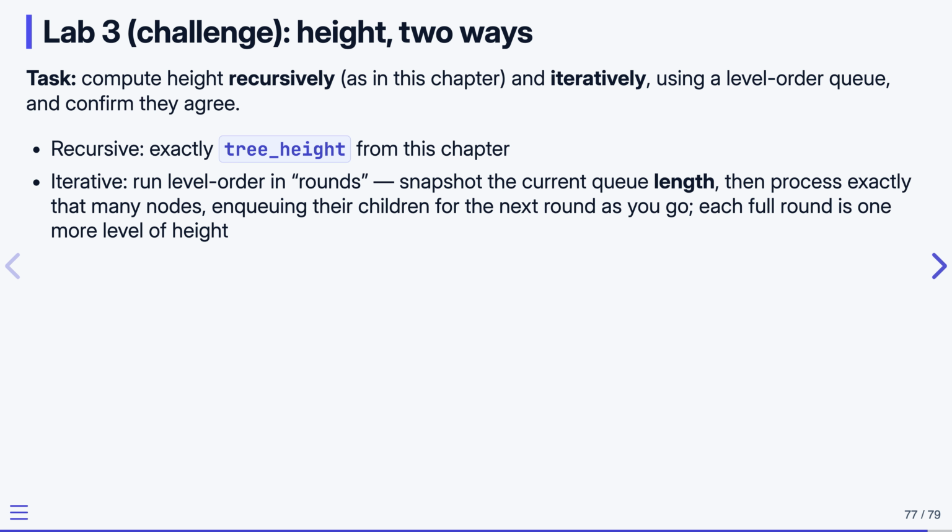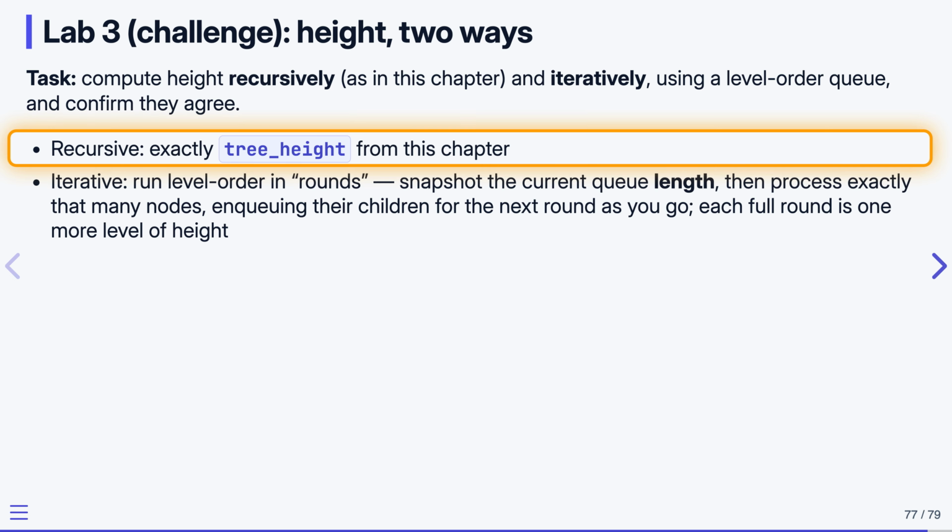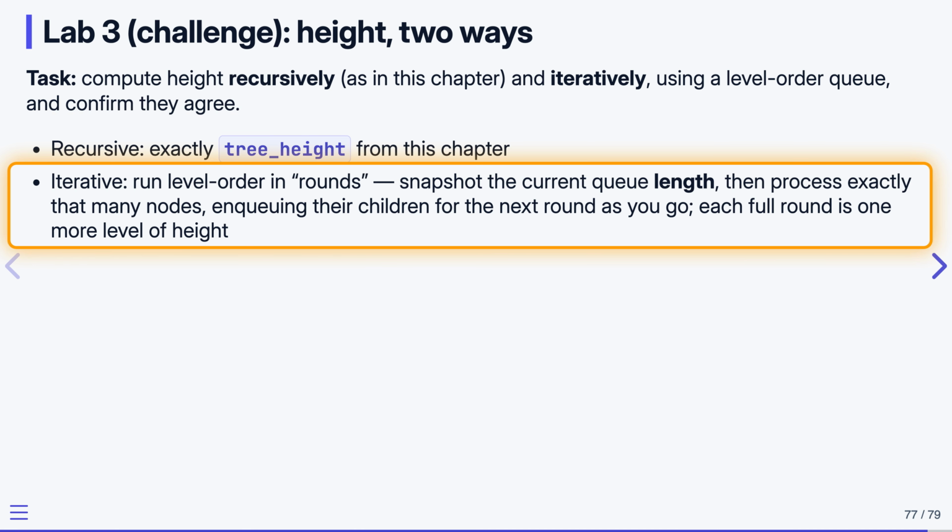This is Lab 3, the challenge. Your goal is to compute the height of a tree in 2 different ways, and then confirm that both answers agree. The first way is recursive. It is exactly the tree height function from this chapter, the one that takes the taller of the 2 subtrees and adds 1. The second way is iterative.